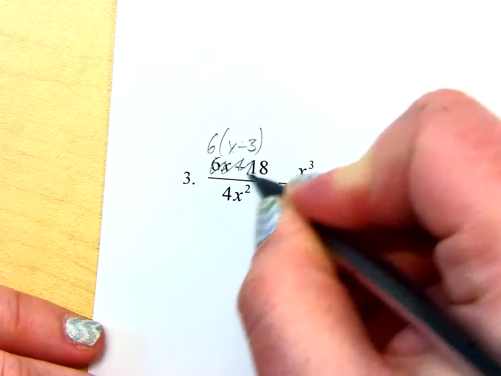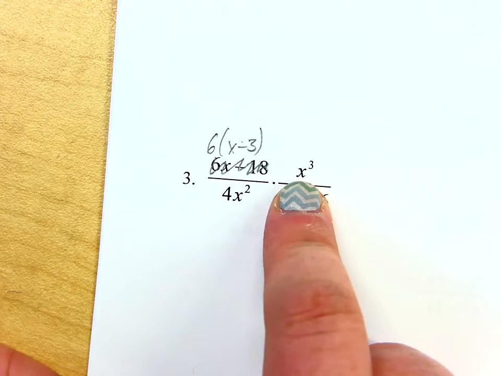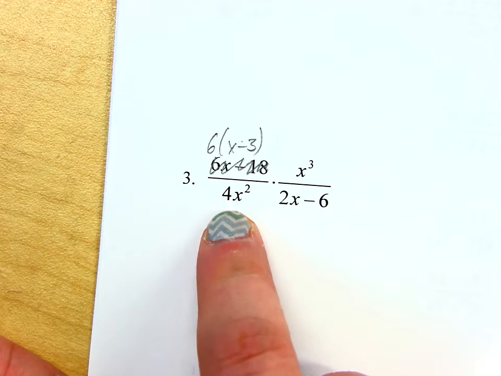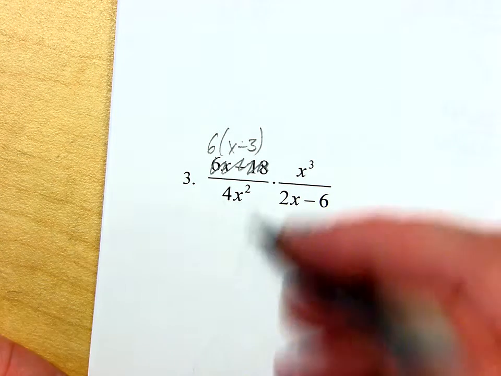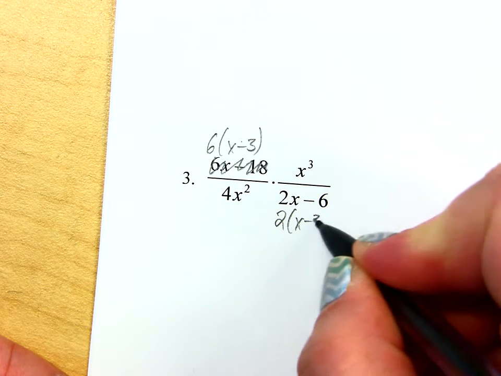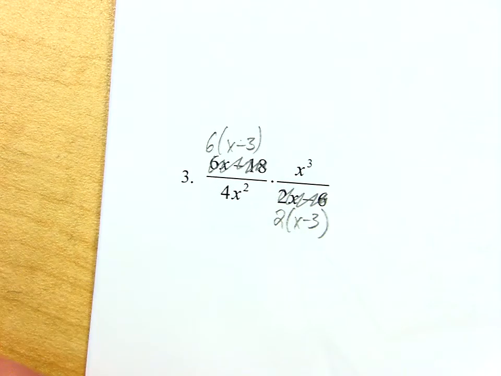Okay, that was easy. Then I look at the next one, x to the third. Is there anything to do there? No. 4x squared, anything to do there? No. 2x minus 6? Take out 2. So there is step 1 done. I factored everybody that can be factored.